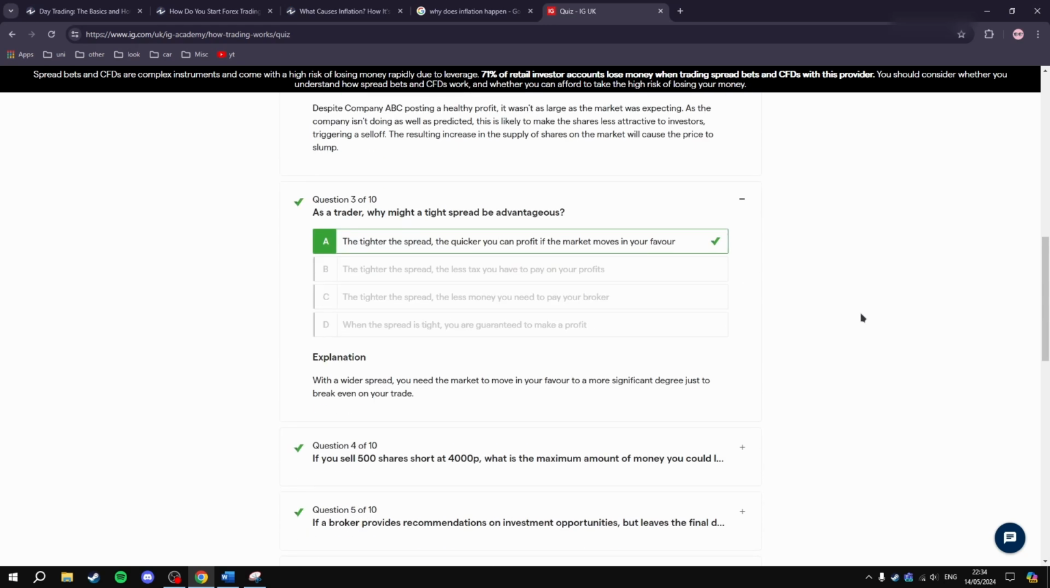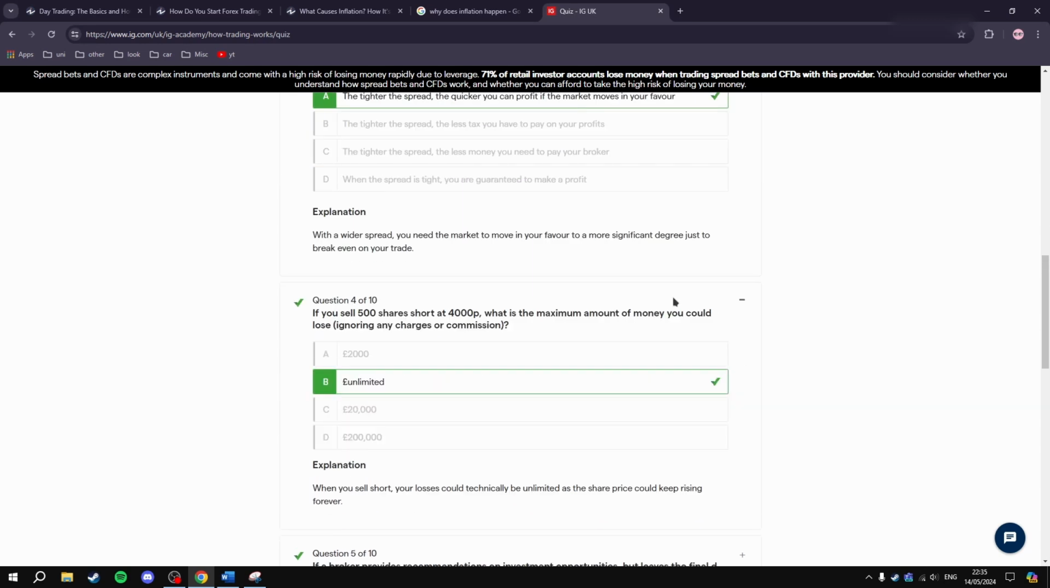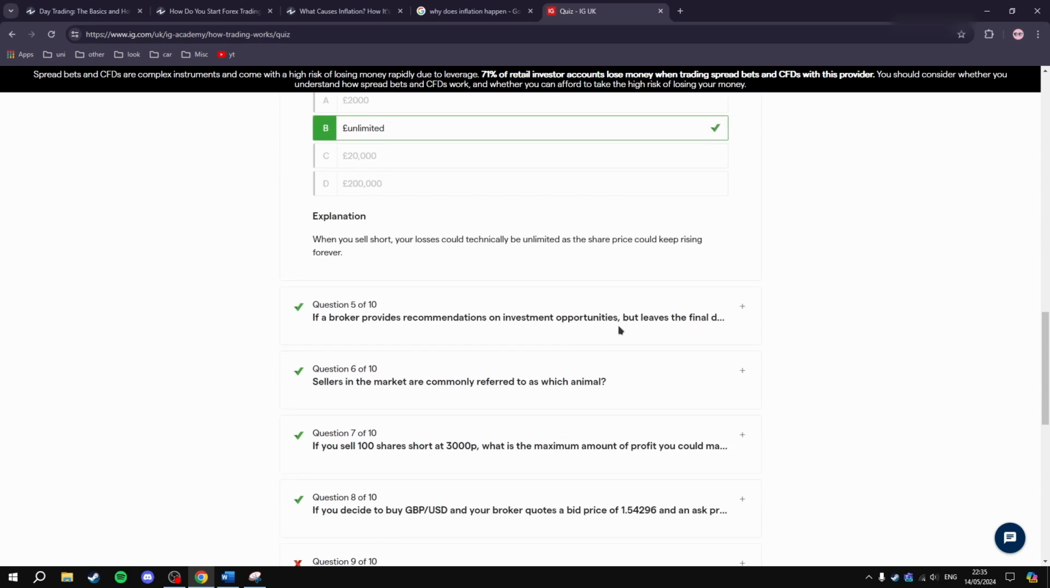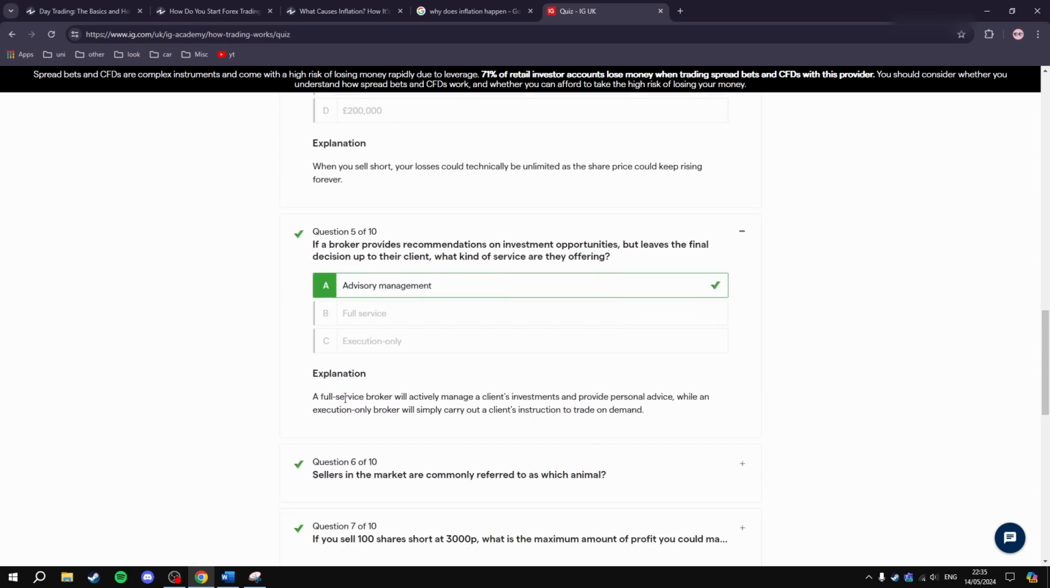As a trader, why might tight spread be advantageous? Well, with wider spreads, you need the market to move in your favour to a more significant degree to just break even on your trades. When you sell short, your losses could technically be unlimited, as the share price could keep rising forever. A full-service broker will actively manage a client's investments and provide personal advice, while an execution-only broker will simply carry out a client's instruction to trade on demand.